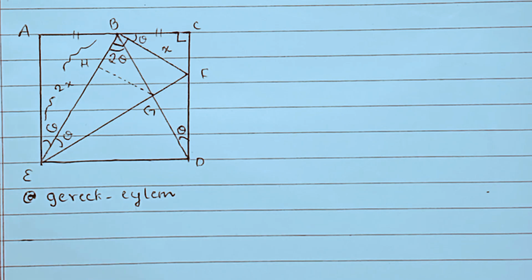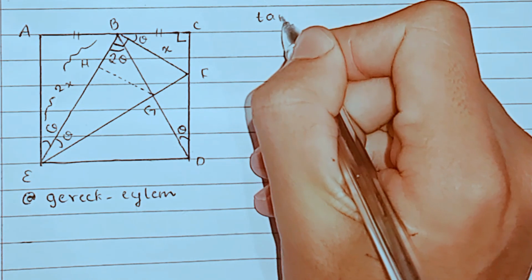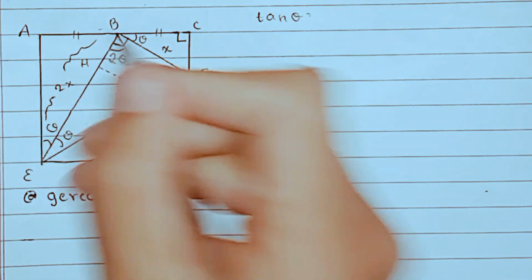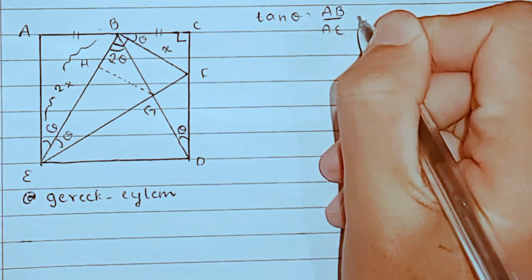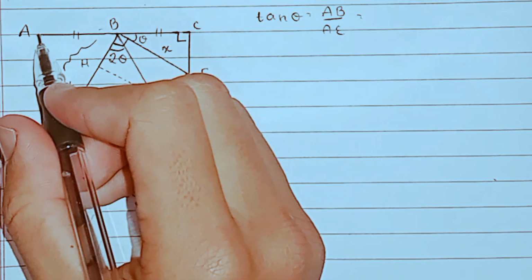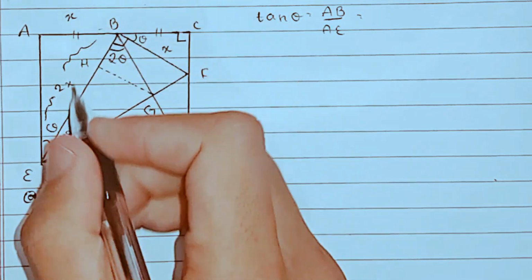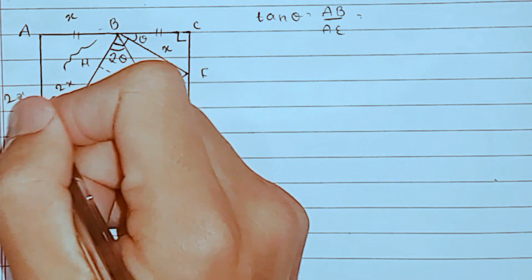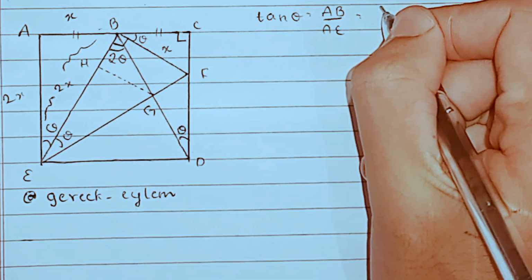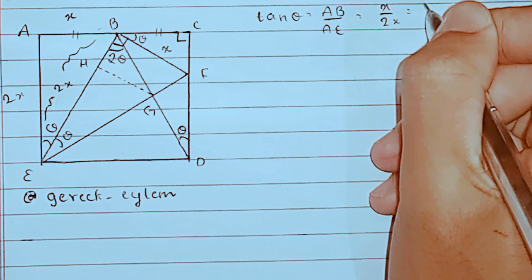Now what we can do is find the value of tan theta. For it, let's write tan theta is equal to perpendicular AB upon base AE. Here, if we assume AB to be x, then AE would be 2x, because it's the midpoint and it is exactly double. So we'll get x upon 2x equals 1 by 2.